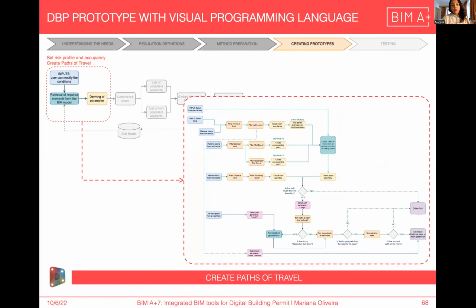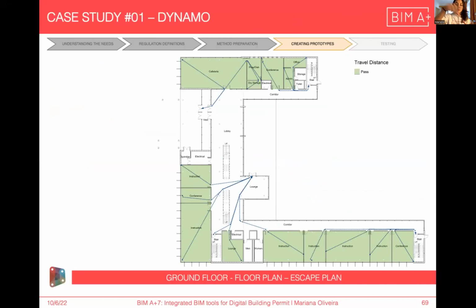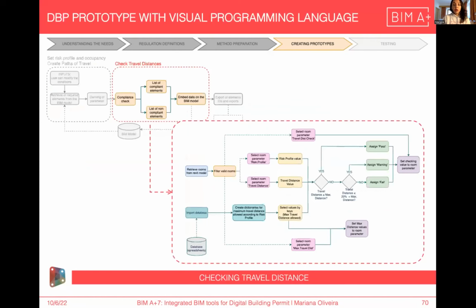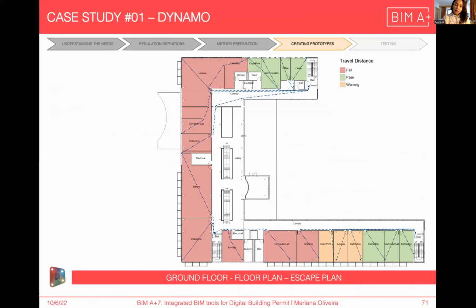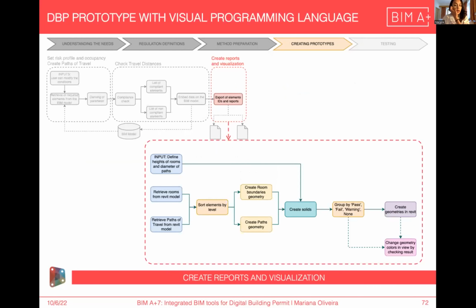Then we created the travel paths. The travel paths are the escape routes, how the person should escape from the room to the exit. This was also created in Dynamo, already putting the information back on the model, so we could run the checks. Then we checked the model against the regulation, against the databases that we had, also using the conditionals that we have. And then you have these kinds of results, showing which rooms fail, which rooms pass, and this kind of thing.